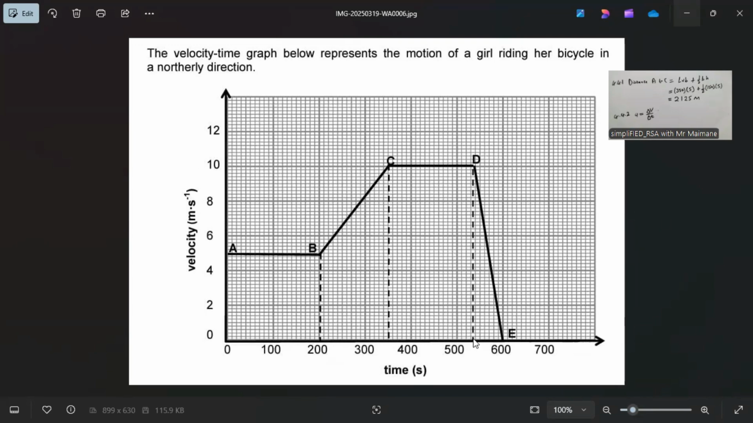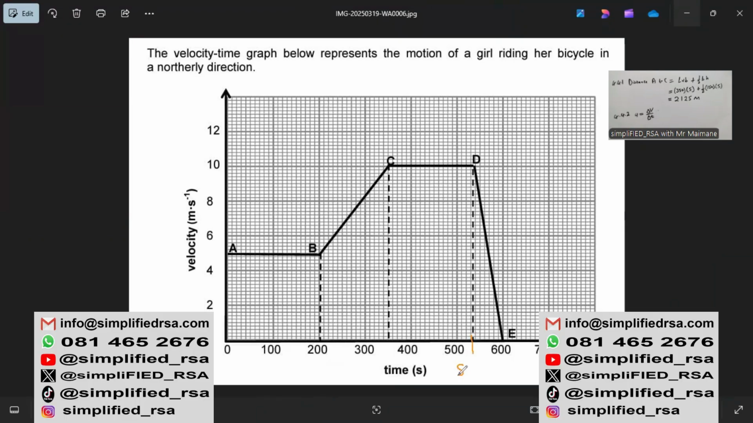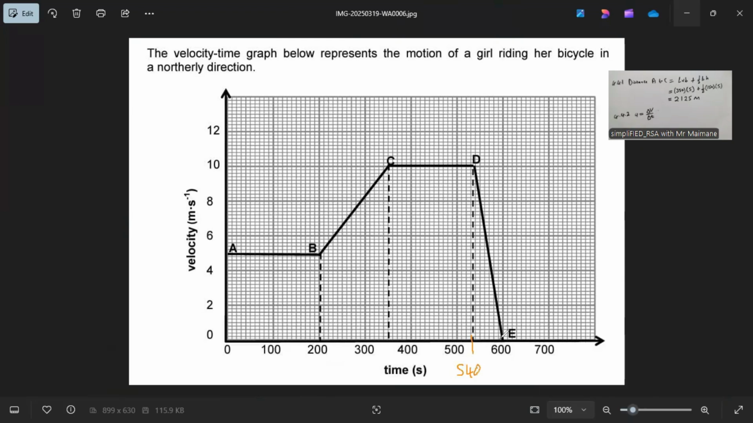So I would say here it would be 540 if I was to make a proper estimate. So this position here is roughly 540 or 530, and for point E, the girl stops at 600 seconds. So between there and there, the intervals are 540 and 10.